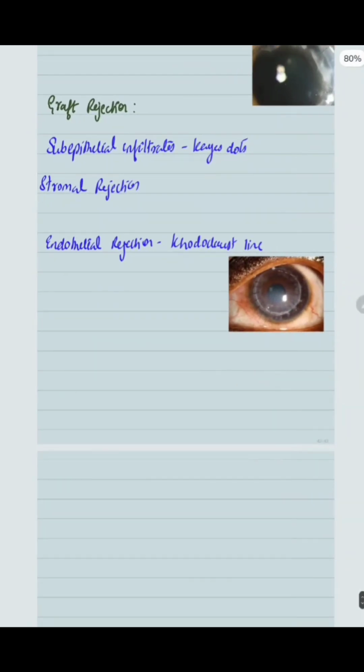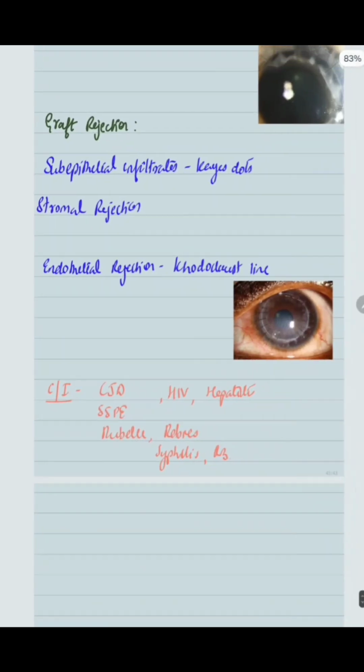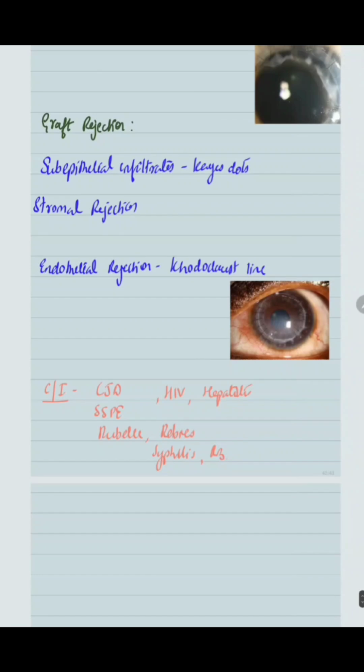Now, contraindications for donor cornea include Creutzfeldt-Jakob disease, subacute sclerosing panencephalitis, rubella, rabies, HIV, hepatitis, syphilis, retinoblastoma. Now, in graft rejection, the subepithelial infiltrates are known as Krachmer spots.